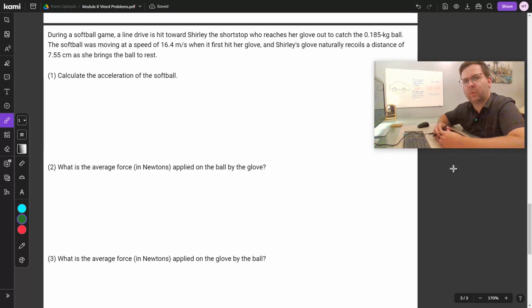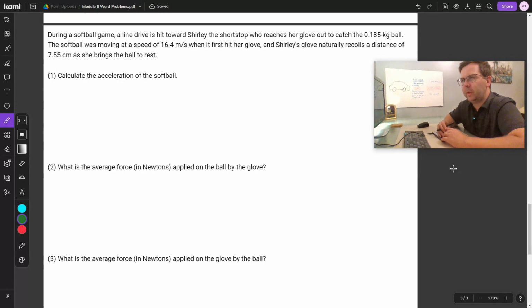Hi, let's look at one more example of Newton's third law and really Newton's second law when it comes to thinking through situations. So, during a softball game, a line drive is hit toward Shirley, the shortstop, who reaches her glove out to catch the 0.185 kilogram ball.